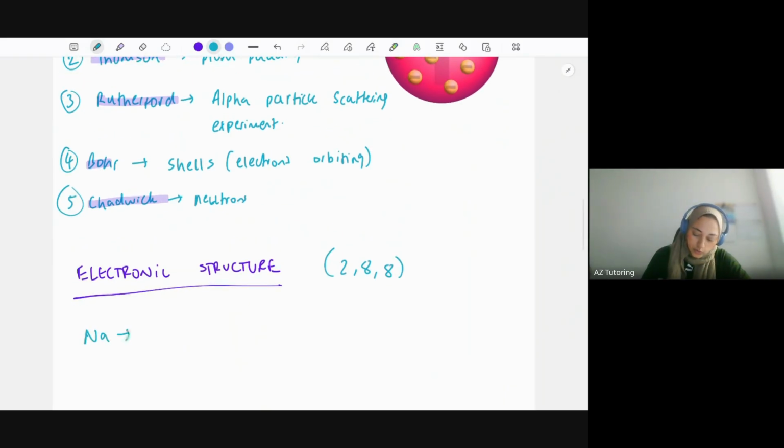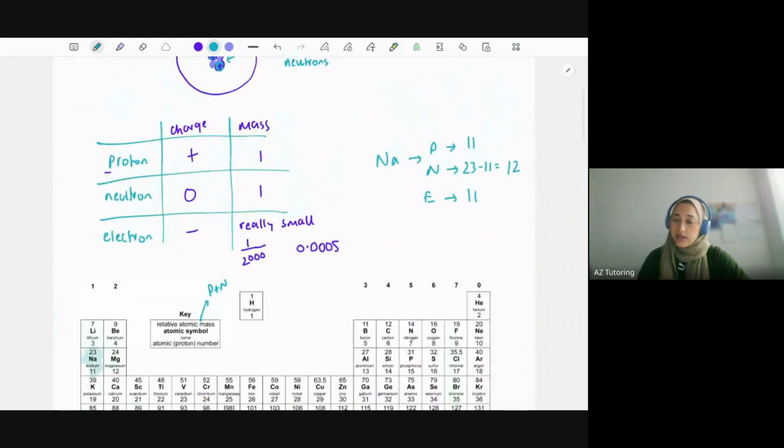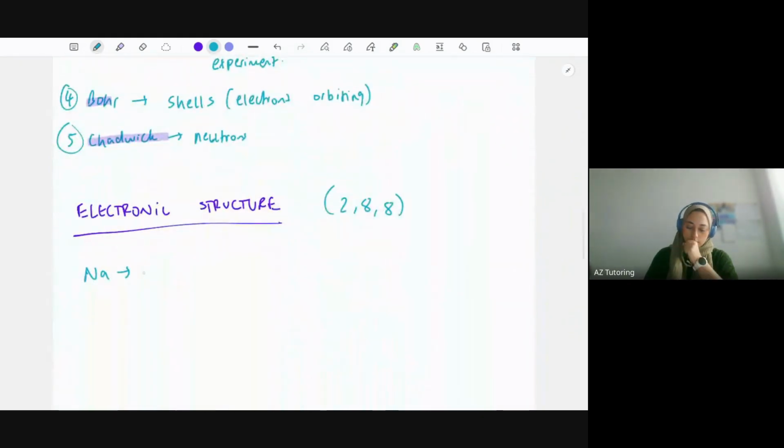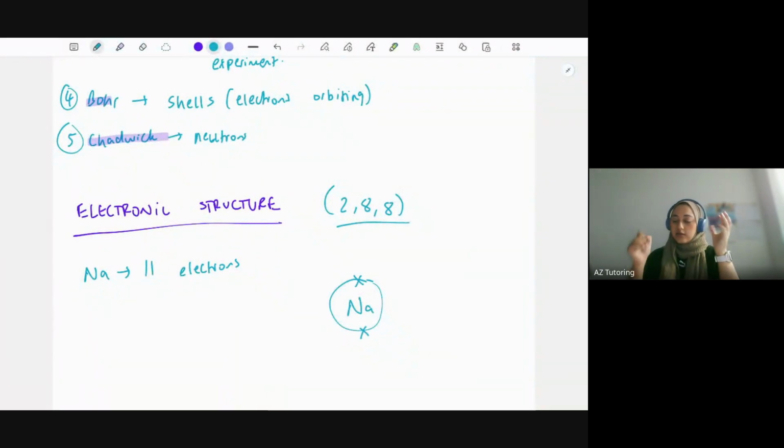So if you have a look at sodium, we said sodium has 11 electrons. So looking at the electronic structure rule, 2, 8, 8, put sodium in the middle. 2 electrons in the first shell, so 1 here, 1 here. Now, try and not draw your electrons close together. Try and draw them as far apart from each other as possible. The reason why is electrons are negative. So if I've got 2 negatives together, that repels. Same charges repel, opposite charges attract. That's the reason why we draw them as far away from each other as possible.